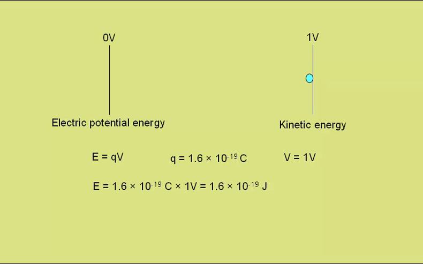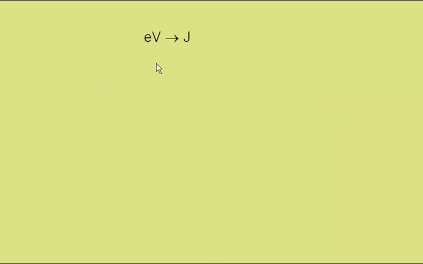But this amount of energy is 1 electron volt, written like this with a lowercase e and uppercase V. It's now easy to imagine. In going from electron volts to joules, we simply multiply by the charge on the electron, 1.6 times 10 to the minus 19. This gives us a smaller number.